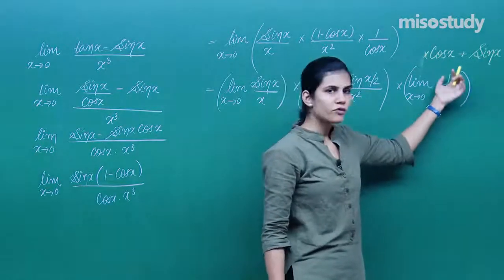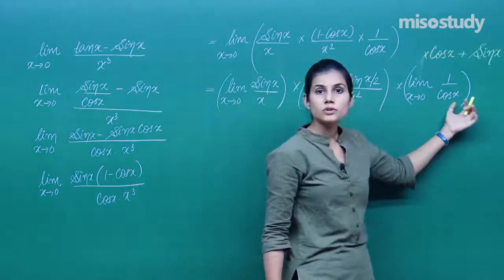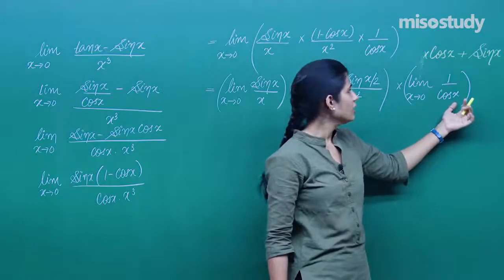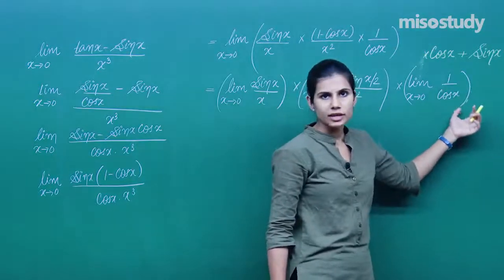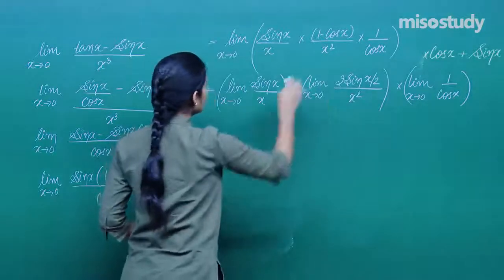Limit x tends to 0 of 1 will be 1 only because it is a constant function, and limit x tends to 0 of cos x will be what? 1. We have done that. So, your limit will be 1 upon 1, that is 1. So, this limit is 1, this limit is 1. What is this limit? Let us evaluate.